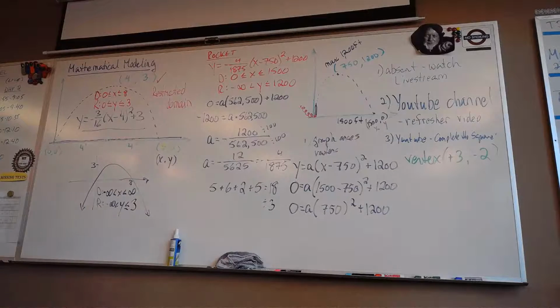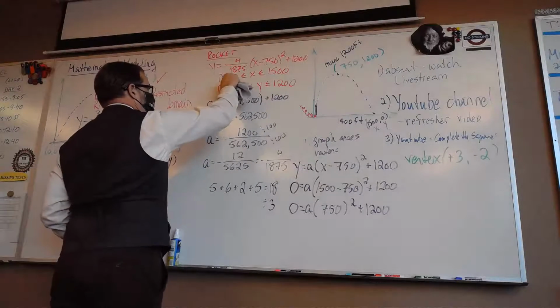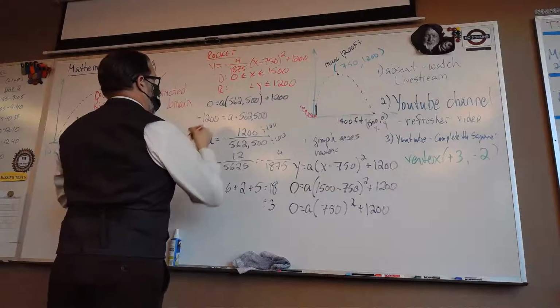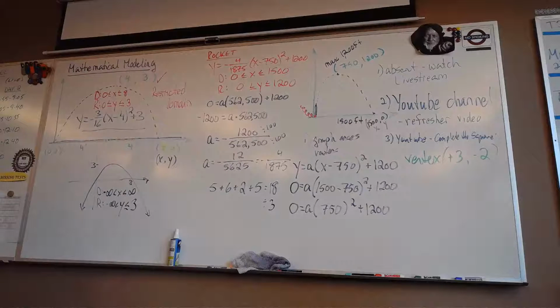Brett, what would you actually put for the bottom of the range since we're just talking about the rocket? 0. Boom. Are we cool with that? Here's the thing about modeling. You're almost always going to have to put those restrictions on your domain and range, because equations go forever.